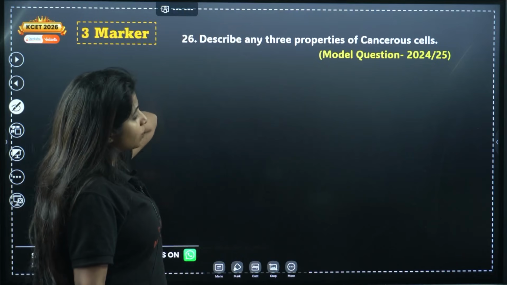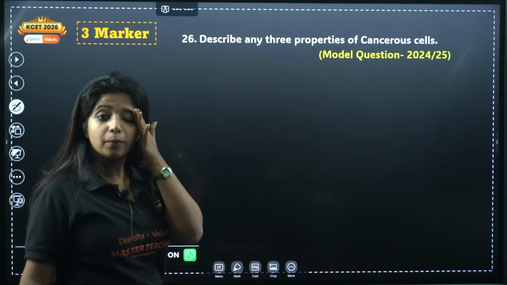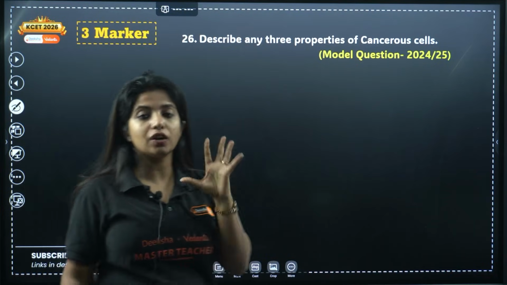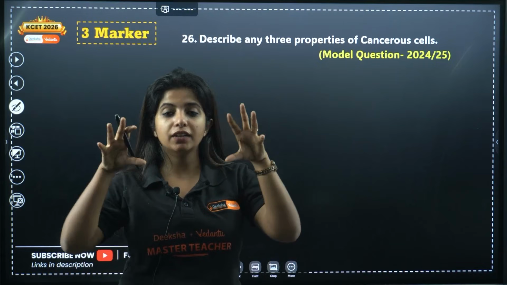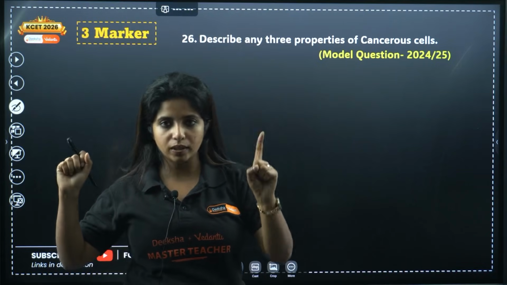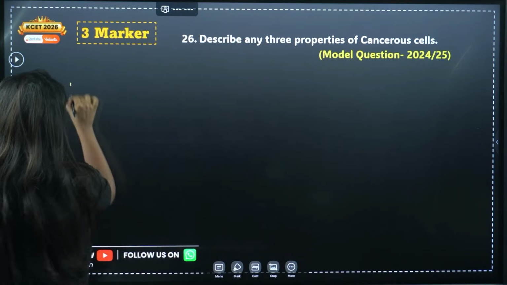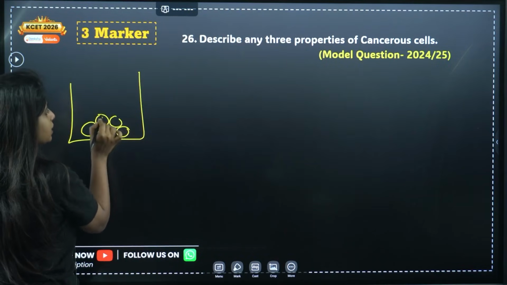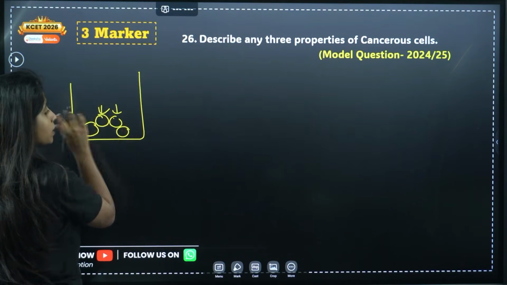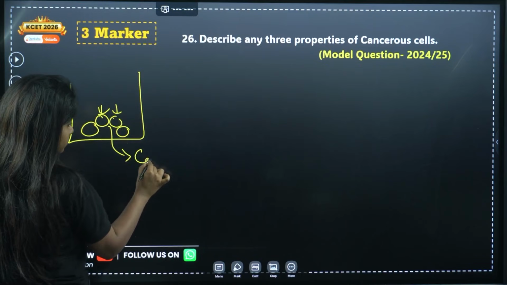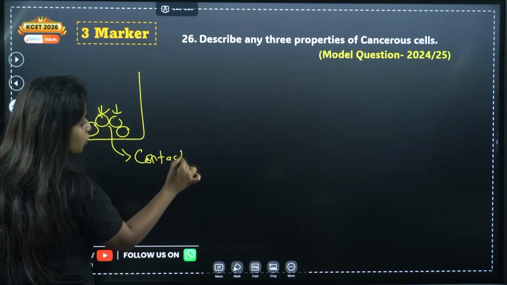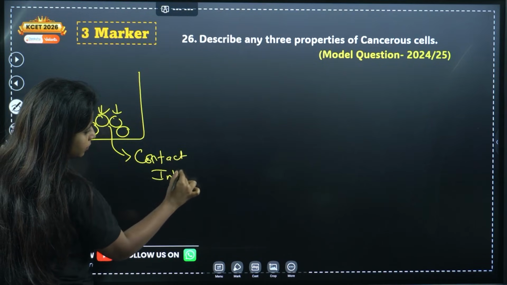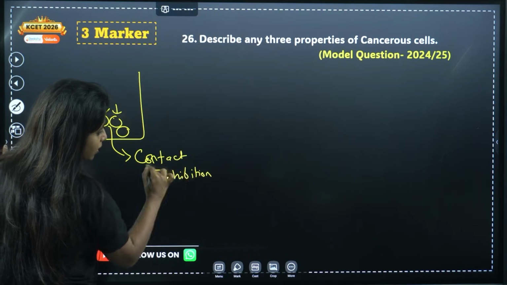Now, describe any 3 properties of cancerous cells. What are 3 properties of cancerous cells? First one is uncontrolled growth. They will keep on dividing. That is one thing. Second thing, when a normal cell divides, suppose from here also 2 cells are dividing, these cells will stop the division, because they show something which is known as contact inhibition.